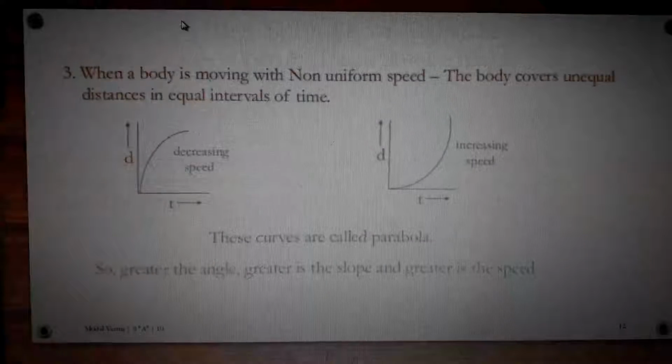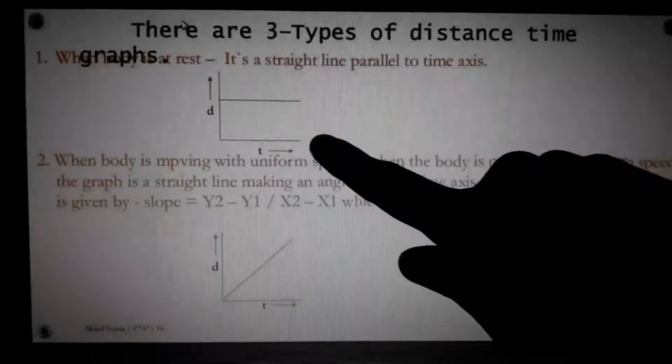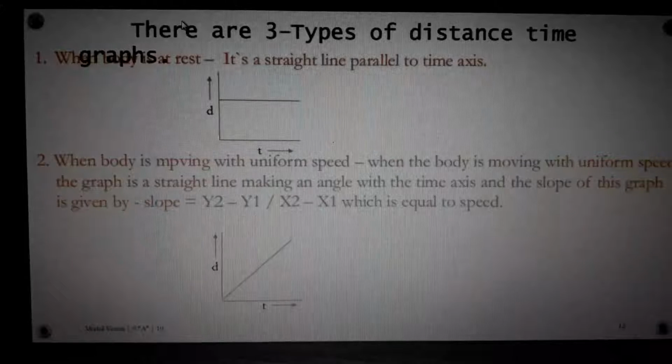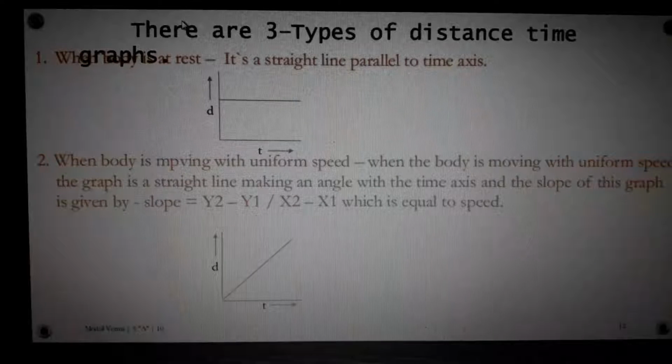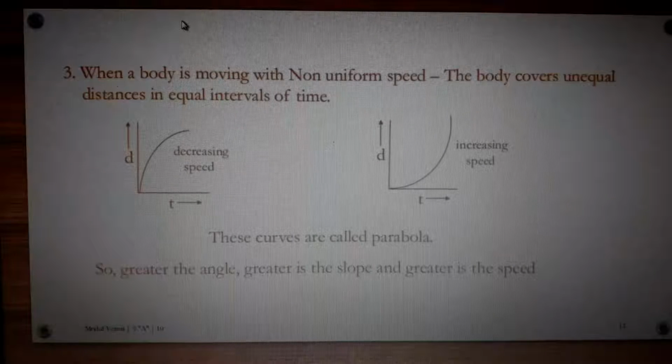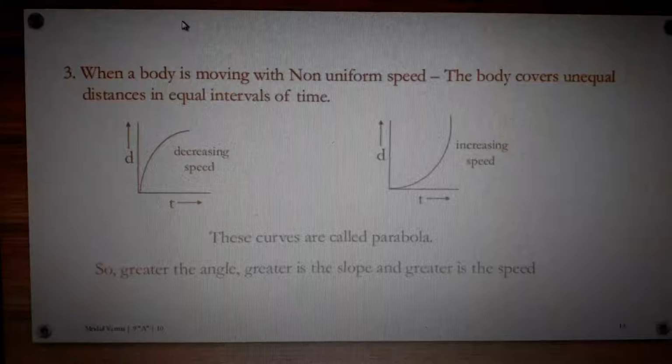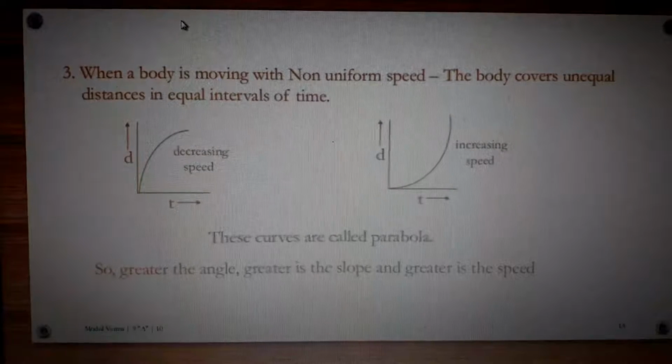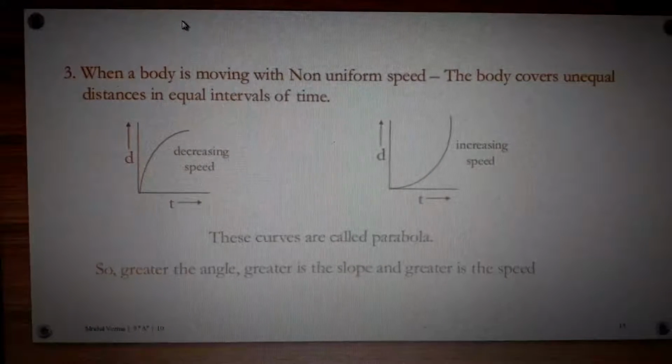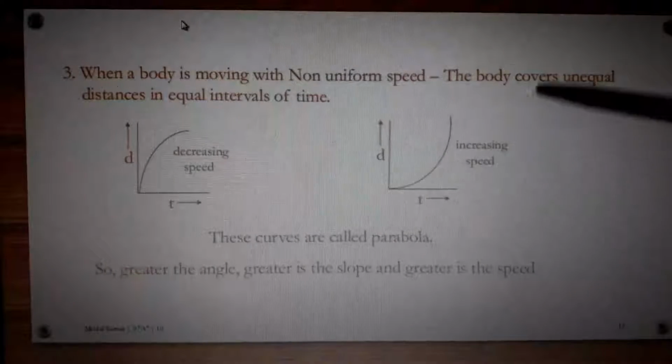So these are the 4 conditions. See the first graph. When the body is at rest, the distance time graph will be a straight line which is parallel to the x-axis. Next one, if the body is moving with uniform speed, the distance time graph will be a straight line. And when the body is moving with non-uniform speed, distance time graph will be a parabola. 2 cases are there. One, increasing the speed, decreasing the speed.